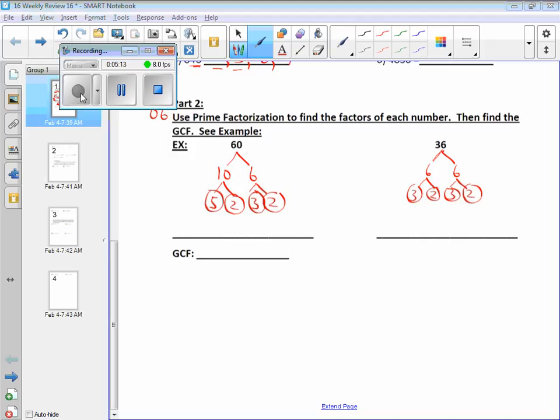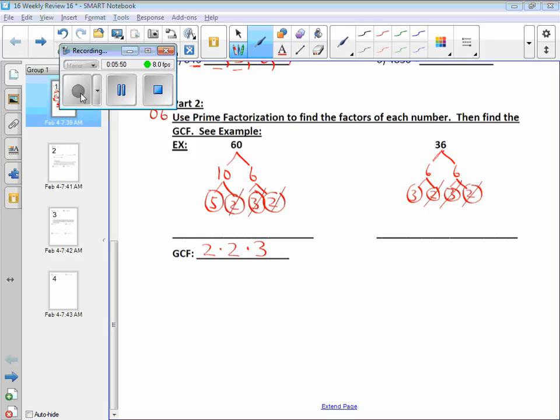Starting with my tree for 60, I'm going to look at my circled numbers and see what's in common that's circled with my 36. Well, I see a 2 here, and I see a 2 here, so I'm going to cross it out, and I'm going to list it once down here for GCF, followed by a multiplication symbol. And then I have another 2 here, and another 2 here, so I can list that as well. Finally, I've got one more prime factor, and that's the 3s, which I cross off and I list.